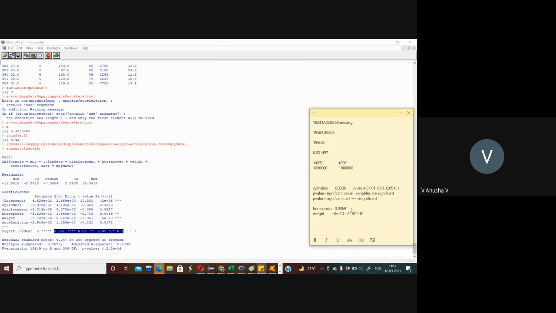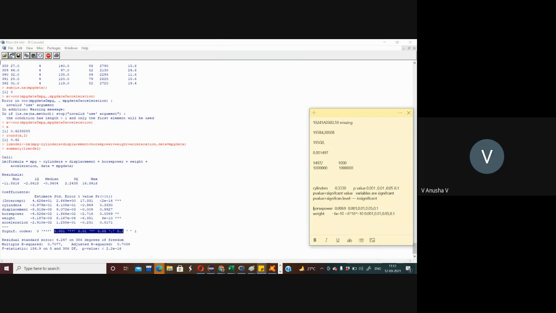Similarly, you can compare horsepower with 0.001, 0.01, 0.05, and 0.1. Similarly, the weight p-value you'll also be comparing with 0.001, 0.01, 0.05, and 0.1. With all these values you'll be comparing. Always this value will be lower than all these values. That's why this is considered significant.